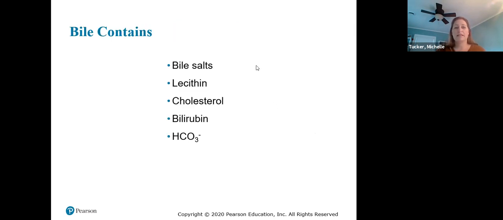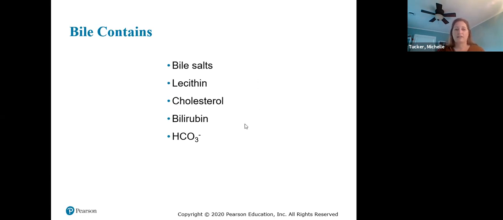So bile contains bile salts and lecithin. Both of these are important in emulsifying fats. Fats left to their own devices will form globules, and then it's very hard to digest them because it's a big globule of oil or fat. So the bile salts and the lecithin are very important in breaking those into much, much smaller droplets, which are easier to digest, accessed by the lipases.